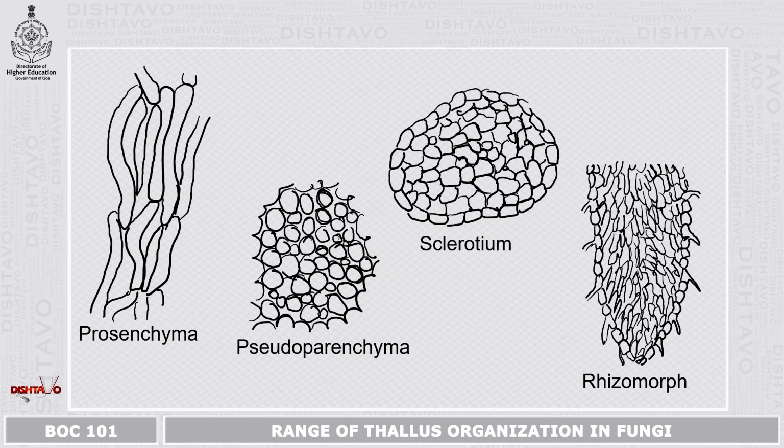So here I have shown you the diagrams. This is the prosenchyma forming the elongated structures, and this is pseudoparenchyma, which is formed by the aggregation of hyphae, and they develop these spherical cells. Then this is the sclerotium, and this is the root-like rhizomorph.